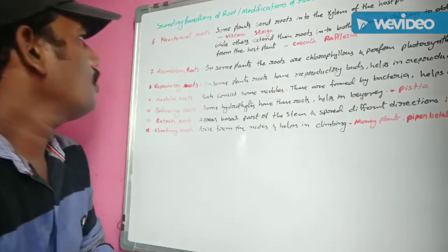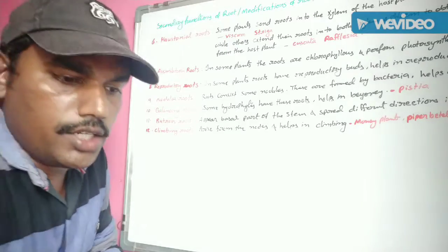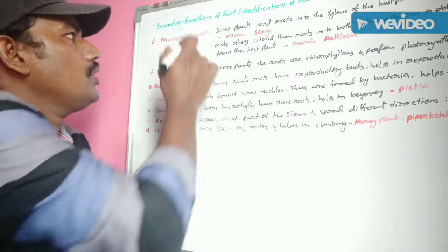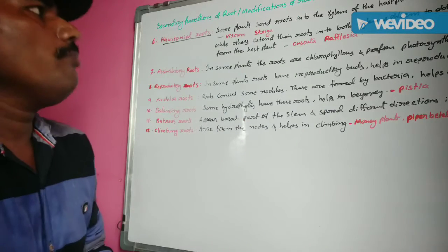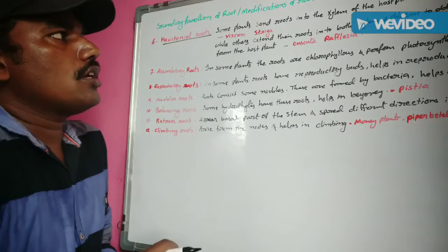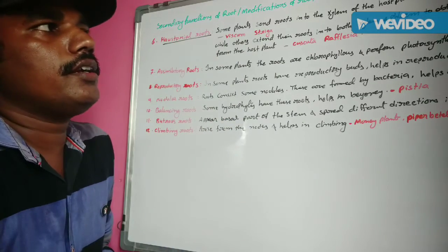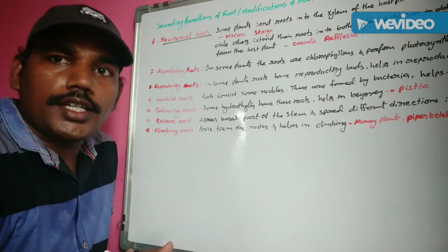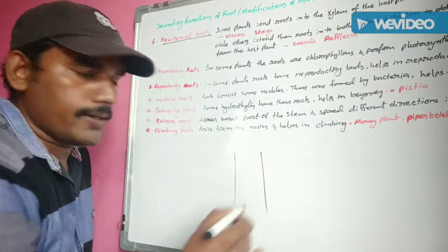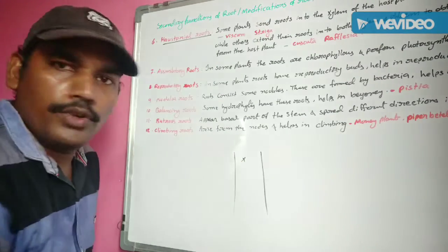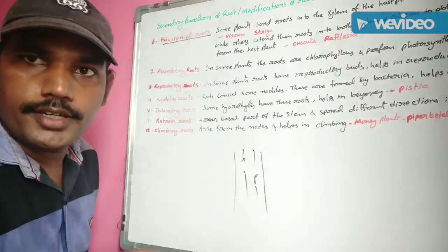Another root modification is the haustorial root. These are also known as parasitic roots. In some plants, the roots penetrate into the xylem of the host plant to get water and minerals from the host organism. Suppose this one is the host plant. Xylem is helpful for water conduction and phloem is helpful for food material conduction.